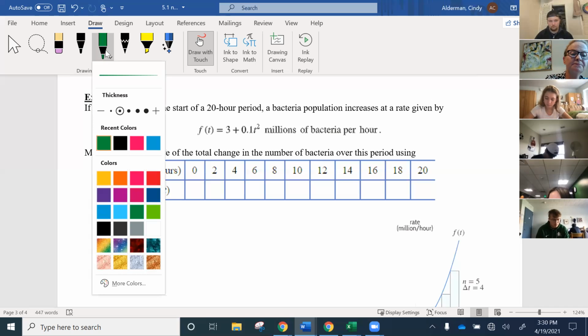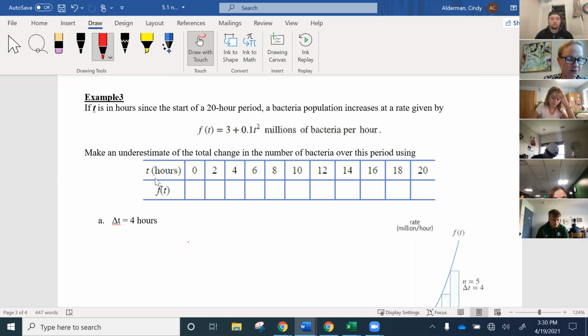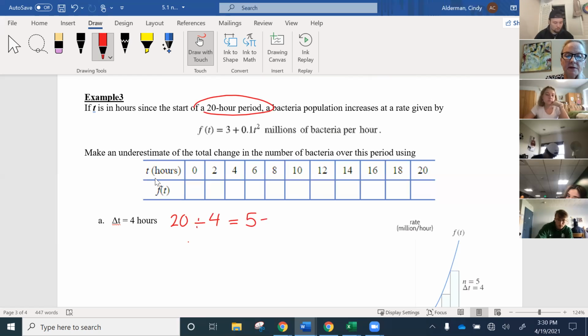So in this first one, they're asking you for change in t equal to 4 hours. So if you think about total number of hours is 20, I'm getting that from up here, and you divide that by 4, right? Every 4 hours, you're going to get intervals of 5, which is the n value. 5 is n, the intervals. So here, even though they're giving us 10 intervals in our table, the only thing that this question is asking you about is 5 intervals.